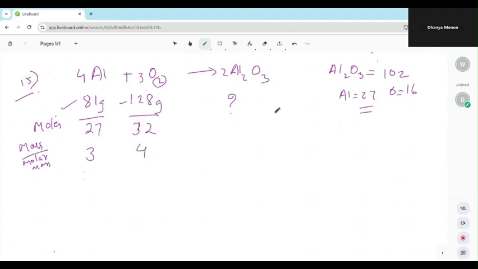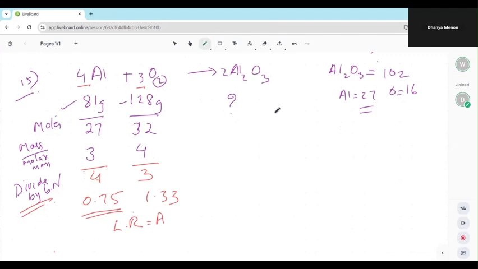Okay. Now what is the next step? Divide by balancing number. Balancing number over here is 4 for aluminium, and for oxygen it is 3. So 3 divided by 4, and this is 4 divided by 3. So what have I done? Dividing by the balancing number. Why? To check the number of moles, which will determine which is the limiting reagent. Okay, so this is 0.75 and this is 1.33. Whichever is less in amount, so aluminium is our limiting reagent. So limiting reagent is aluminium. I hope till now it is clear.